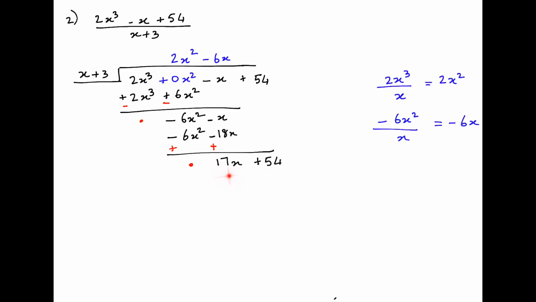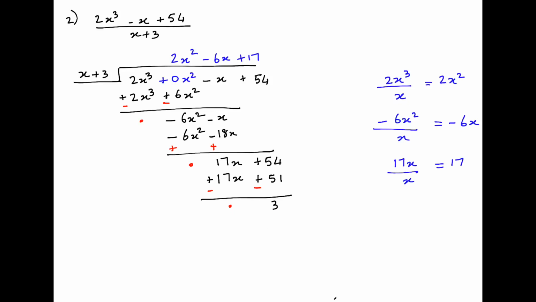Now I'll take this first term and divide it by x. And what am I left with? 17. So I will multiply 17 by x plus 3. In doing so, I will get 17x plus 51. Change the signs and 17x will be cancelled. 54 minus 51, you will get 3.